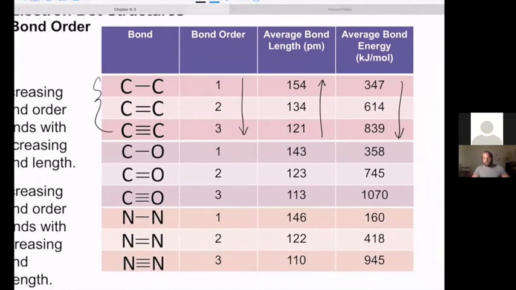And we see that regardless of who's bonded to who, right? So if we look at carbon-carbon single, double, triple bonds versus carbon-oxygen single, double, triple bonds versus nitrogen single, double, triple bonds, we see the same trends in all of them. As bond order increases, bond length decreases, but bond strength increases.